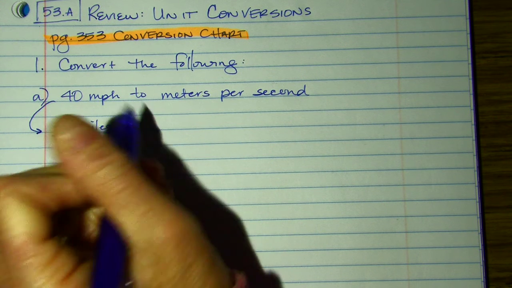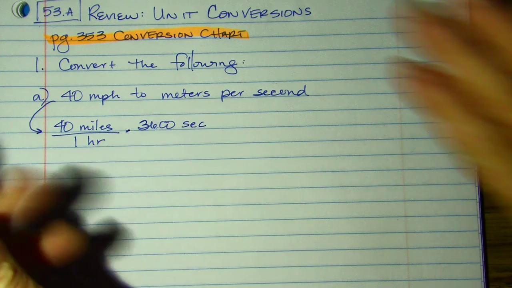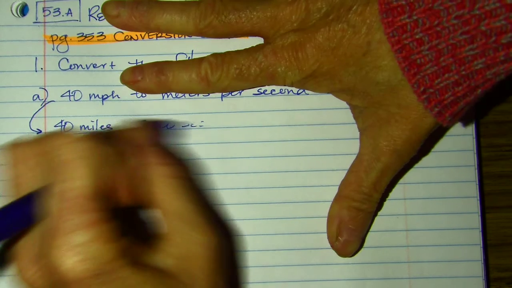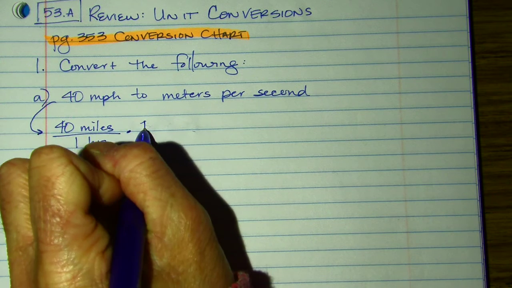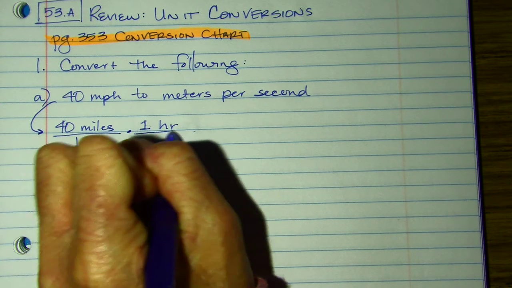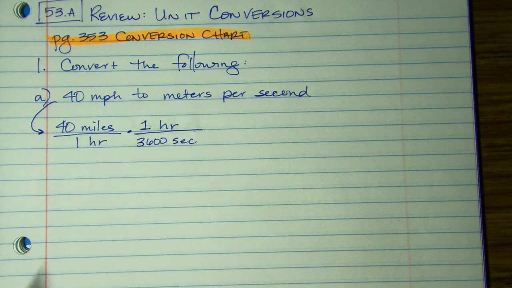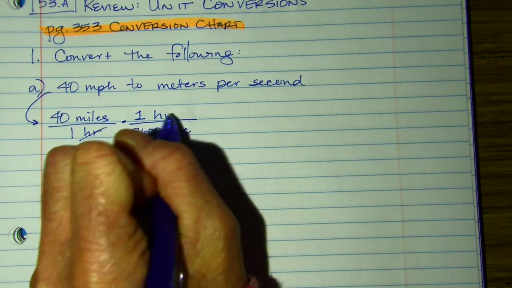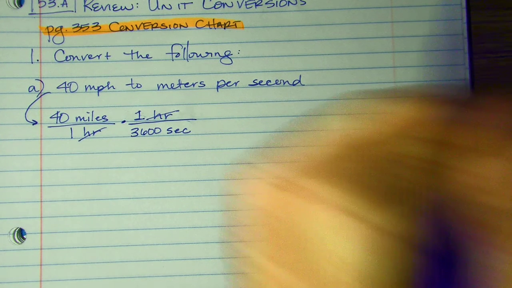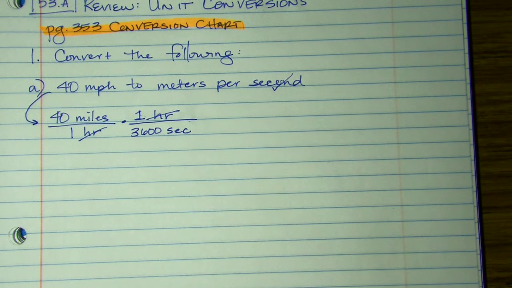I know that there are 3,600 seconds. Whoops, I set that up backwards. I need the hour to cancel, so that should go on top. 1 hour has 3,600 seconds, and I'm getting that because there are 60 seconds in a minute times 60 minutes in an hour. So notice hour over hour is gone. So I have seconds. So I've done that part.